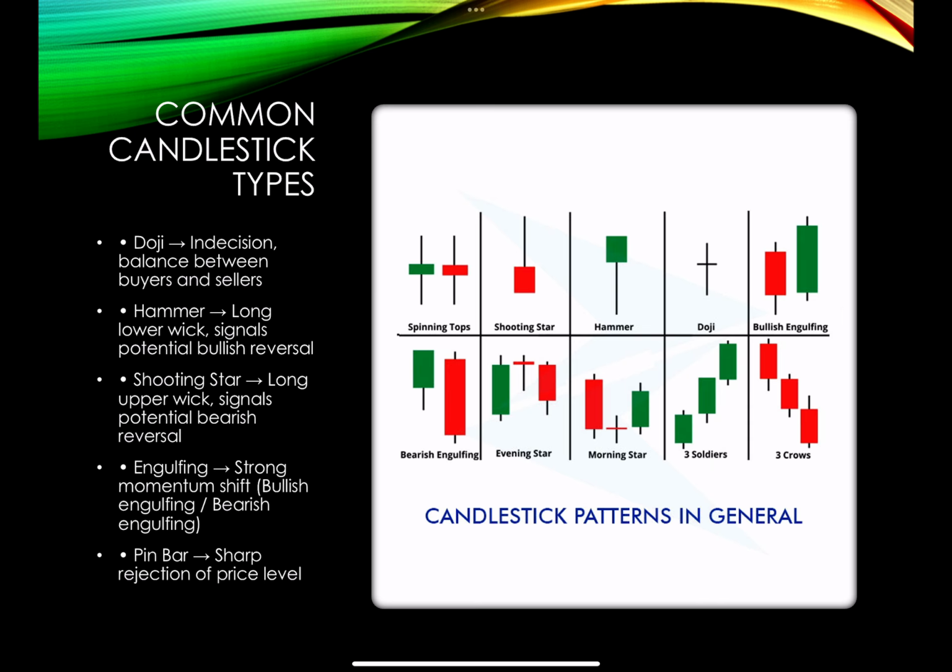Okay, so common candlestick types. Let's get straight to it. In the market, you're going to find different patterns with these candlesticks that I showed you before. You know what a bullish candle is, you know what a bearish candle is, you know what a wick is. Now combine all of those together, you get these. First thing we're going to go over is called a doji. A doji is going to show you that the market is being indecisive. It's this guy right here, okay?